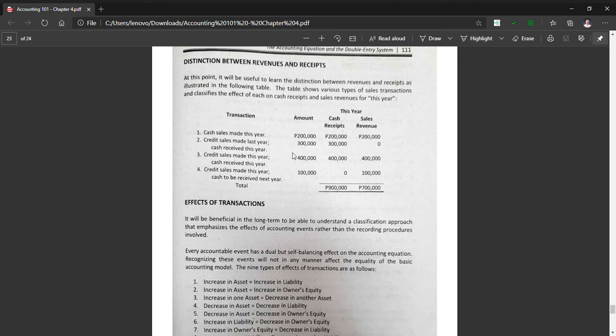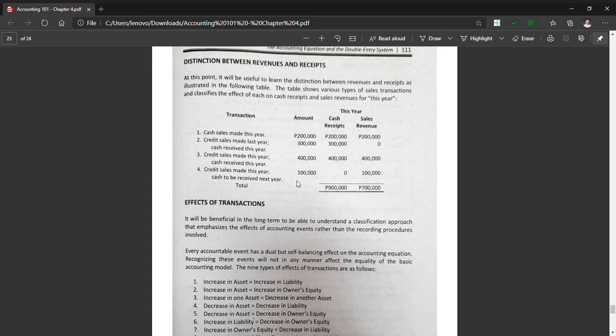Tapos after, first pala is i-record natin yung revenue. Kasi nga, nagbenta tayo this year. So, we will be recording the sales revenue, 400,000. Tapos, dahil nga naka-receive tayo ng cash this year din, magre-record tayo ng cash this year for 400,000.